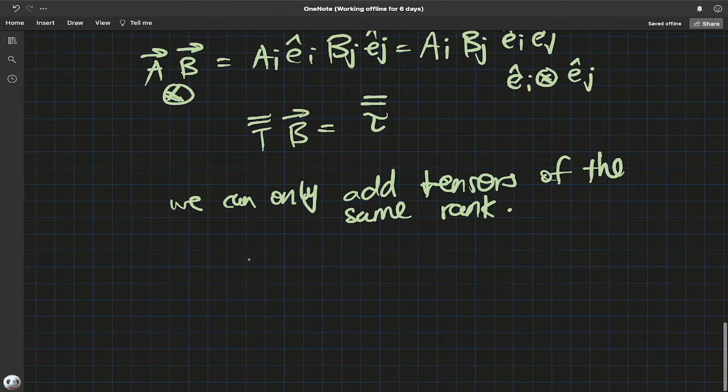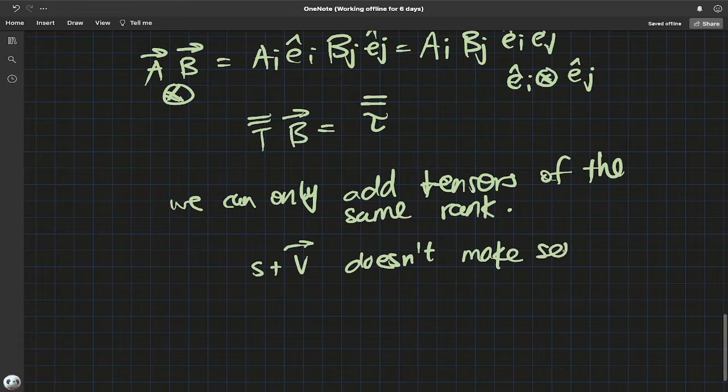This kind of makes sense because you can think of adding, say, a scalar s with a vector v. It doesn't make sense, right? It clearly doesn't make sense, unless you specify some direction for s. You can add 2 vectors, you can add 2 tensors of the same rank. So there's a clear analogy here, a clear sanity check here.